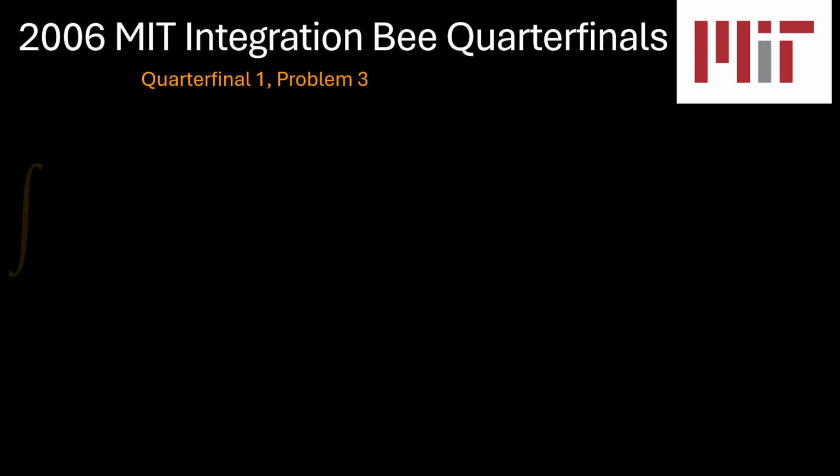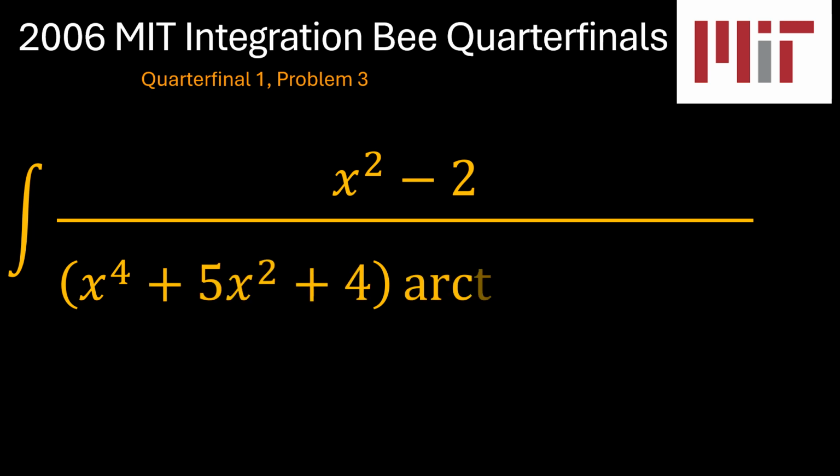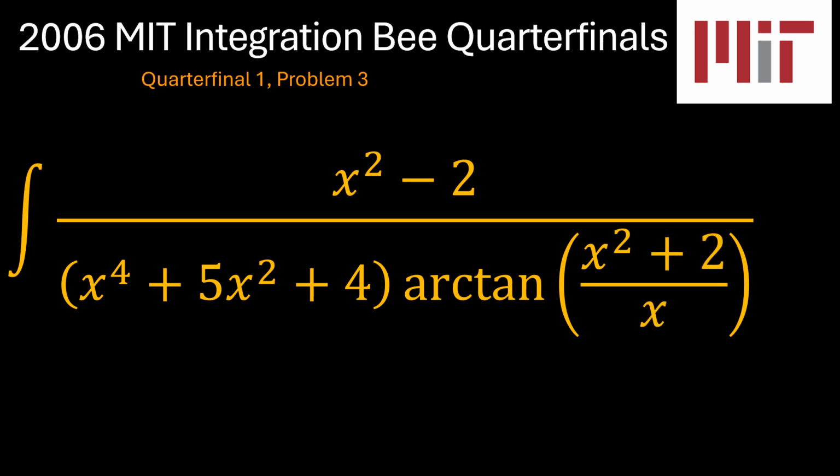So on to problem number 3 of the 2006 MIT Integration Bee Quarterfinals, quarterfinal number 1. Very, very interesting problem, a problem that tripped both contestants. The definite integral of (x squared minus 2) over (x to the power 4 plus 5x squared plus 4) times the arctangent of (x squared plus 2) over x. So let's see how we may be able to solve this problem.